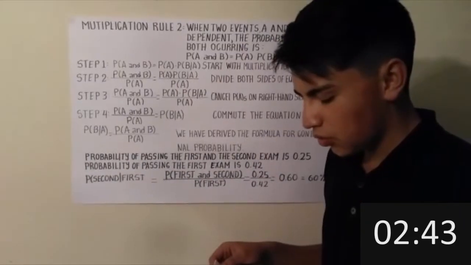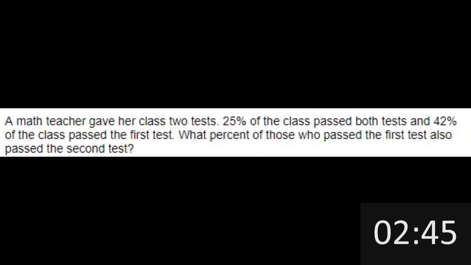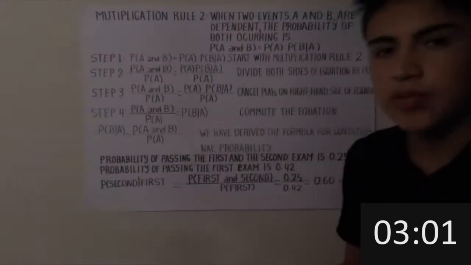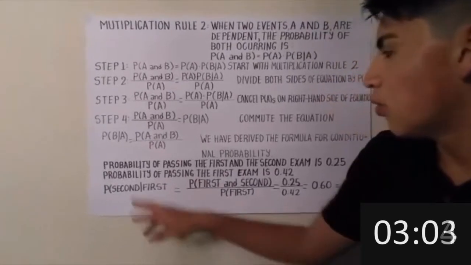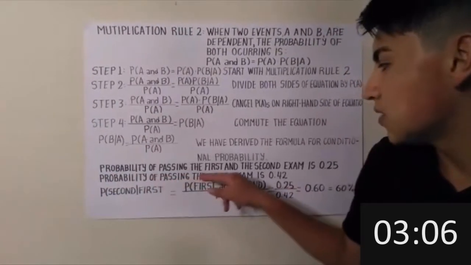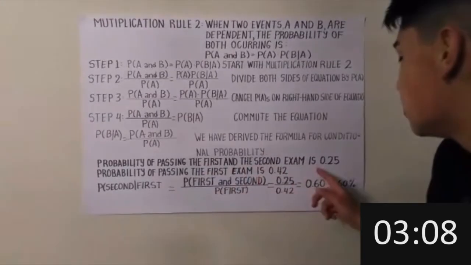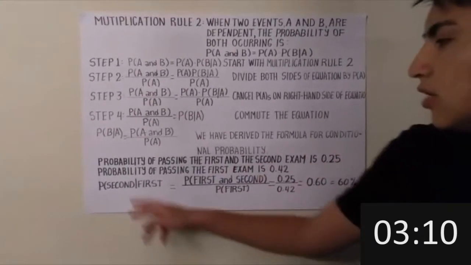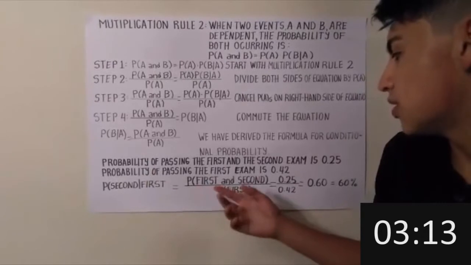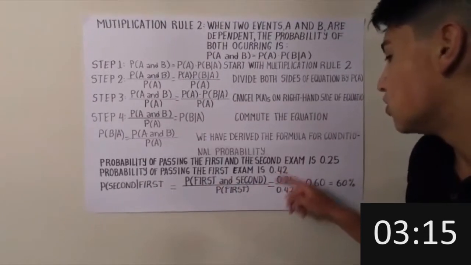The problem that we are going to solve says: a math teacher gave her class 2 tests. 25% of the class passed both tests and 42% of the class passed the first test. What percent of those who passed the first test also passed the second test? The problem is quite simple. We know that the probability of passing the first and the second exam is 0.25, and the probability of passing only the first exam is 0.42.